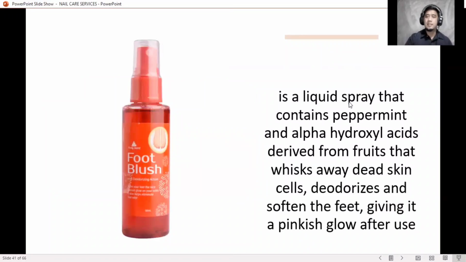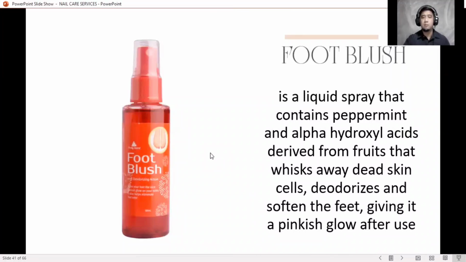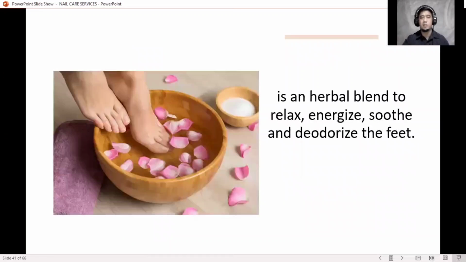Next, it is a liquid spray that contains peppermint and alpha hydroxy acid derived from fruits that whisk away dead skin cells. Tatanggal siya ng dead skin cell. Deodorizes, nagtatanggal ng hindi magandang amoy, and softens the feet, giving it a pinkish glow after use. So since pinkish glow siya, we call it foot blush. Yan yung nagpapapink sa ating mga paa after the foot spa, foot blush.